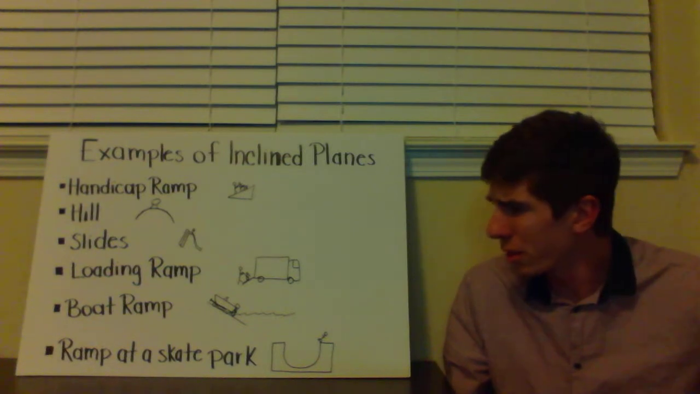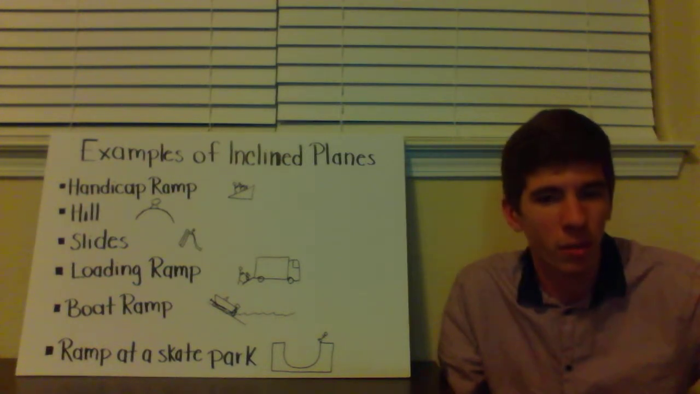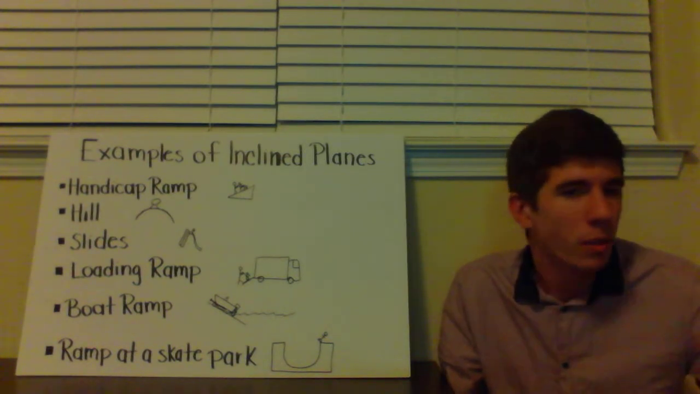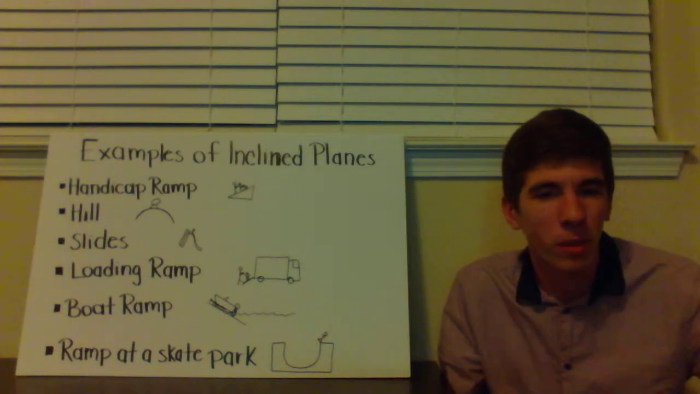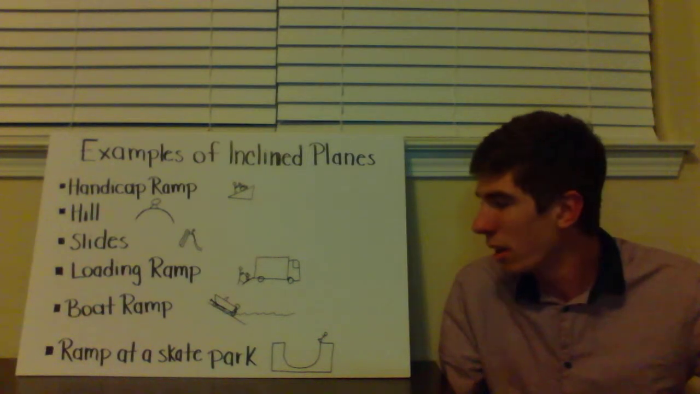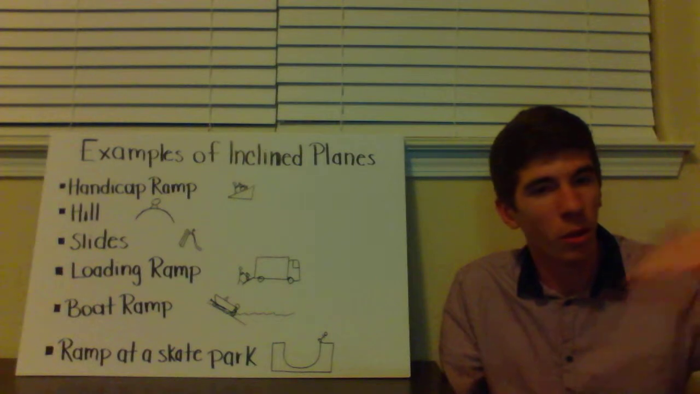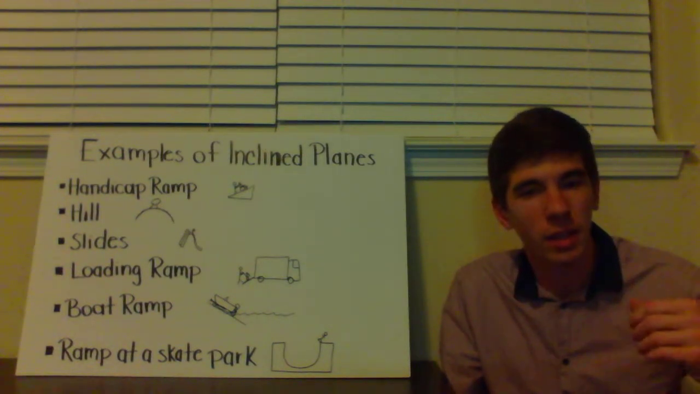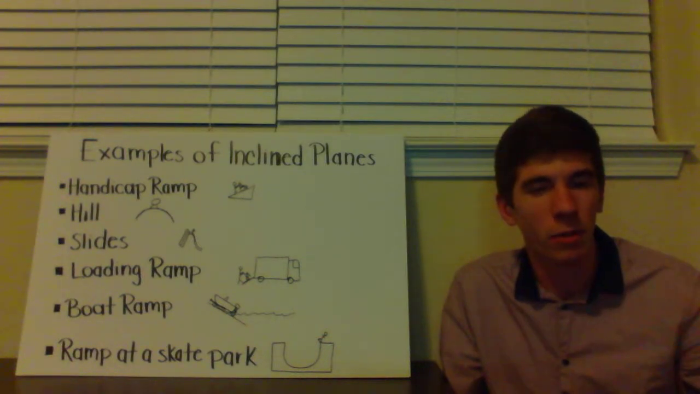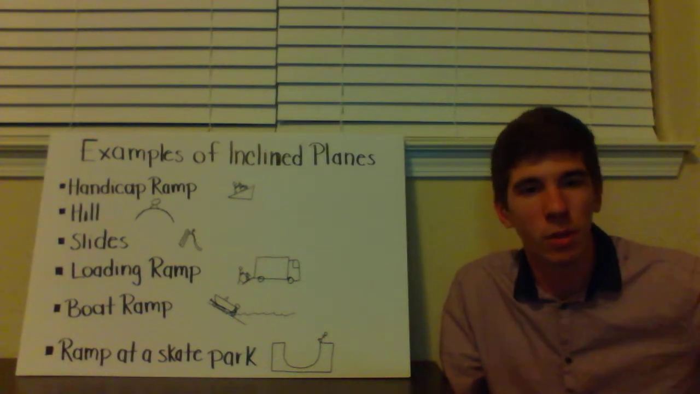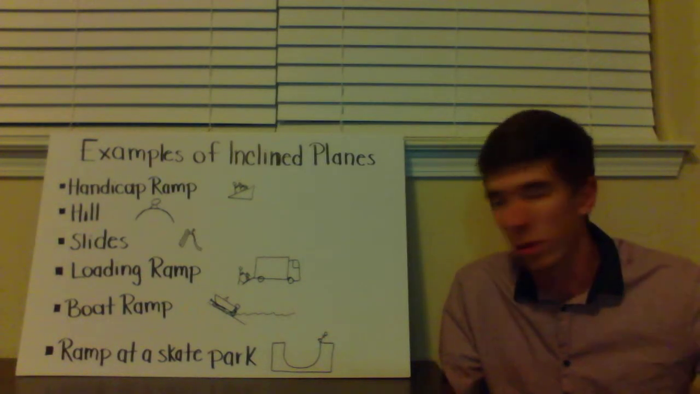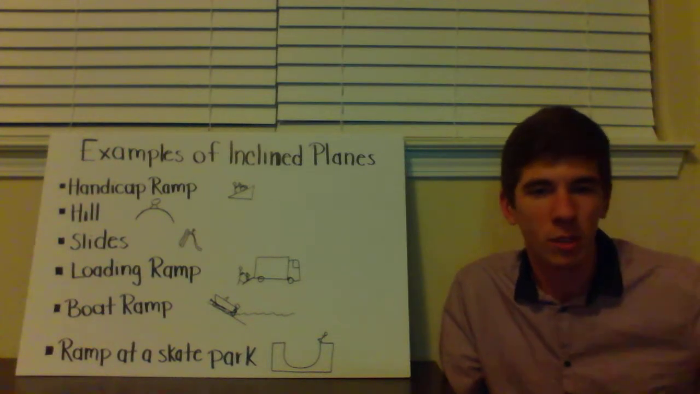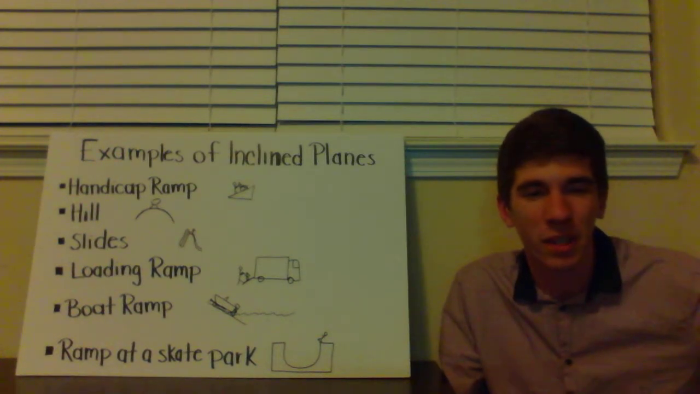A boat ramp is another example. If you've ever gone fishing or maybe tubing or just out on the lake with your family or friends, you've seen a boat ramp where they lower the boat into the water slowly, and it's easier and safer than if you were to just drop the boat straight into the water, because then the boat could fill with water, it just could be a mess and be very dangerous.